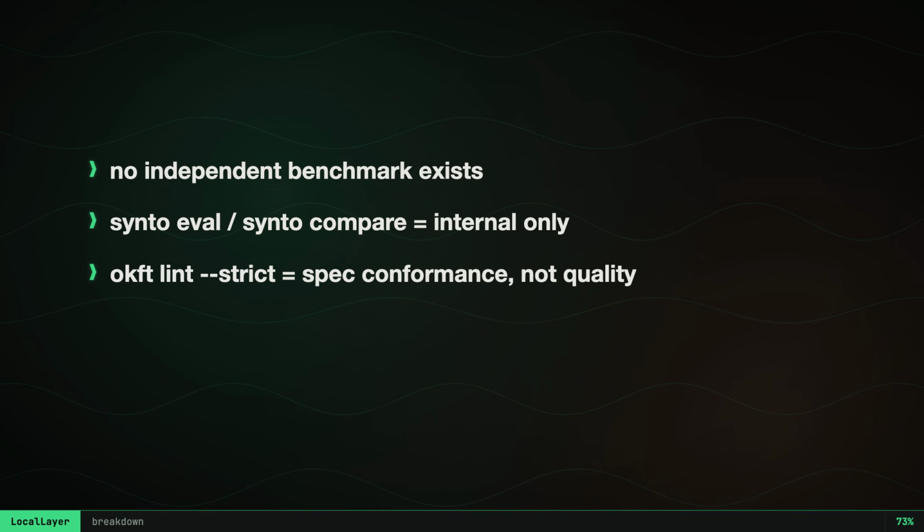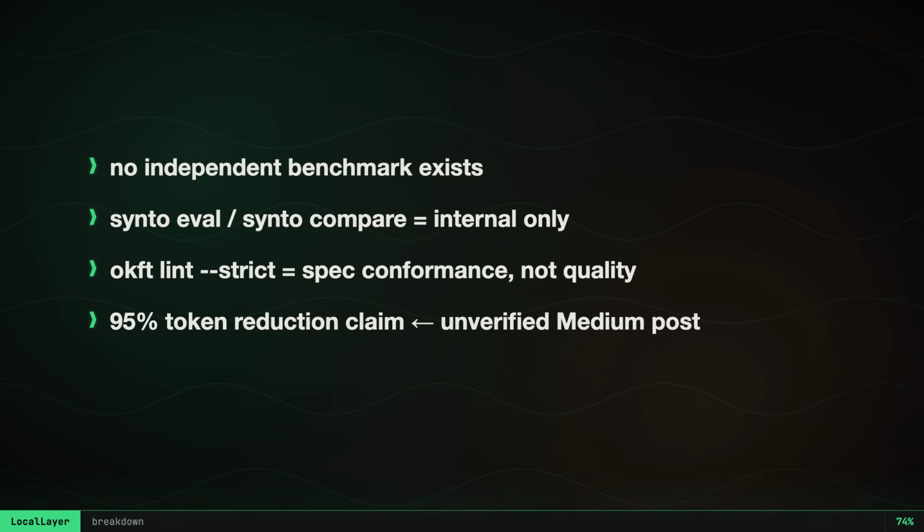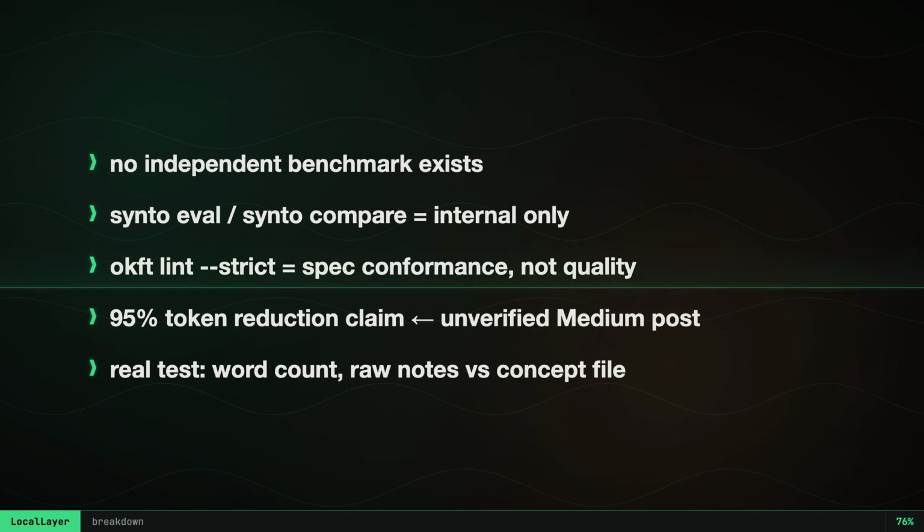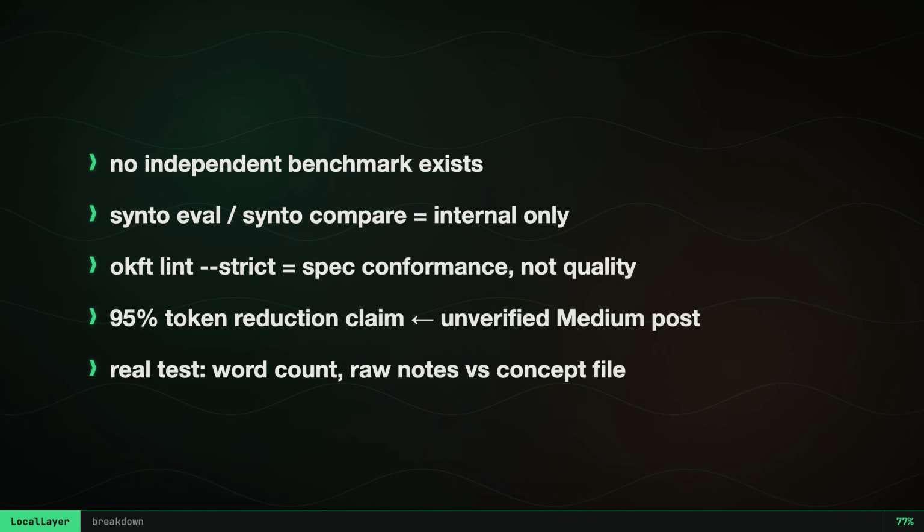The one number floating around online, a claim of up to 95% token reduction versus naive document loading, comes from a single Medium post about OKF in general, not this pipeline, and it isn't a controlled study. The real, filmable comparison: count the words in your raw notes folder against the words in one concept file plus its linked neighbors. That's the actual size difference, not a percentage somebody made up.